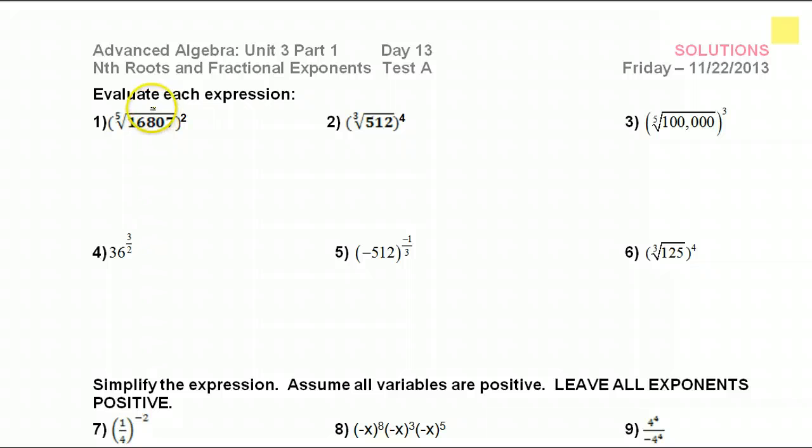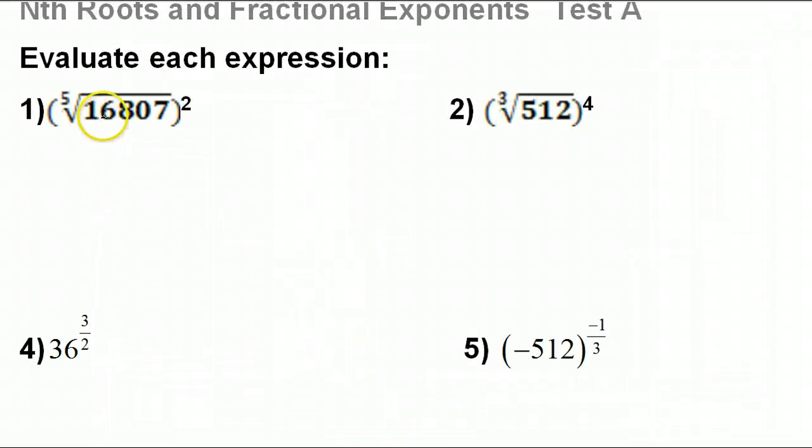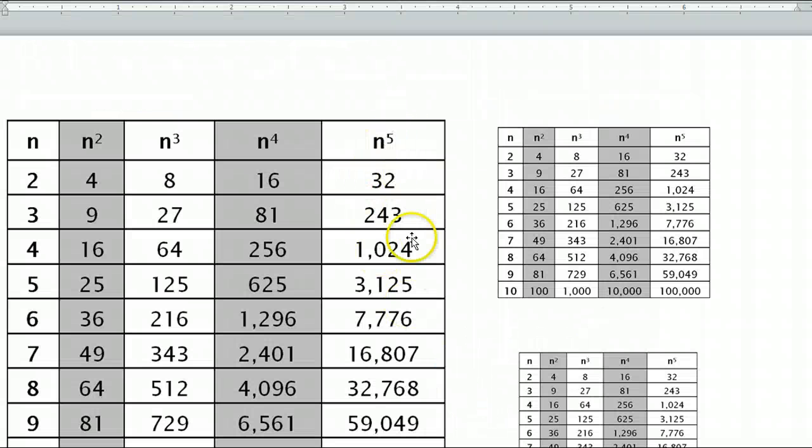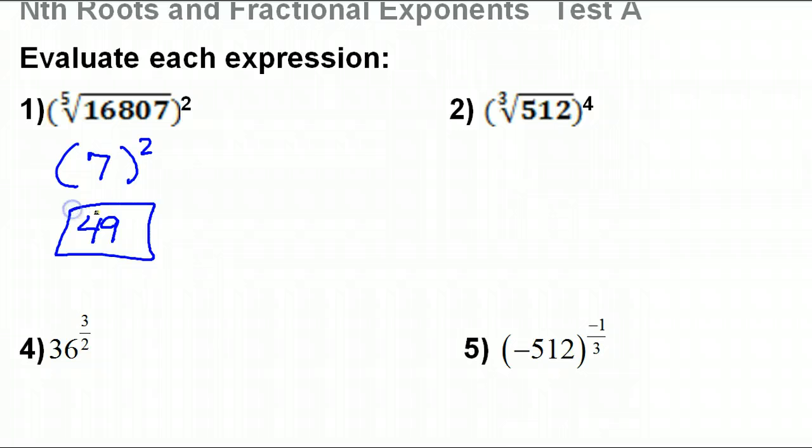Alright, so evaluating this should be pretty straightforward. We have the fifth root and then it's squared, and we had access to a table. So let's consult the chart for the fifth root of 16,807. The fifth root of 16,807 is 7. So that means right here inside the parentheses we have 7. And then of course 7 to the second power is 49. So that would be your answer to number 1.